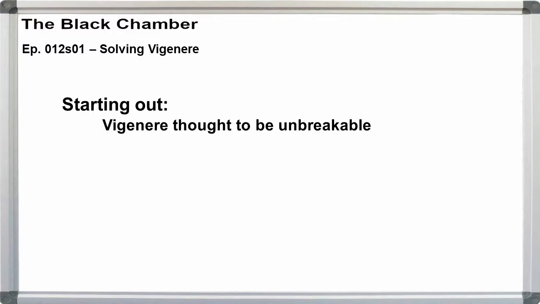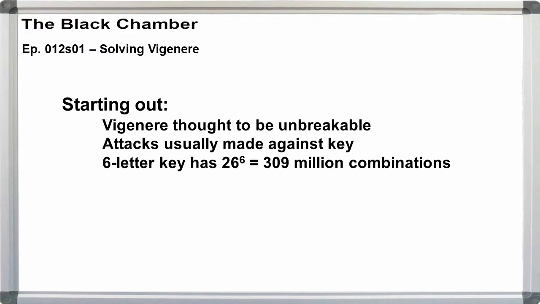The belief that Vigenere was unsolvable revolved around the possible combinations of key letters in a brute force attack on the key. A keyword 6 letters long represents 26 times 26 times 26 times 26 times 26 times 26 combinations, or 309 million possible keys for one message.